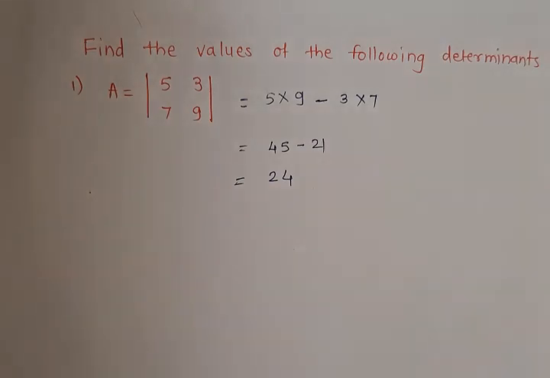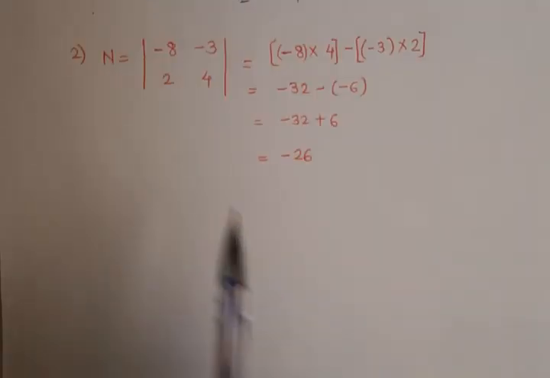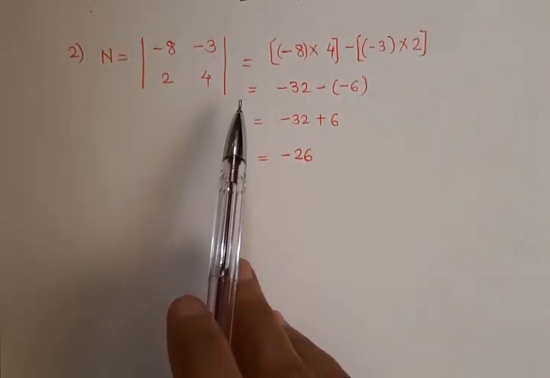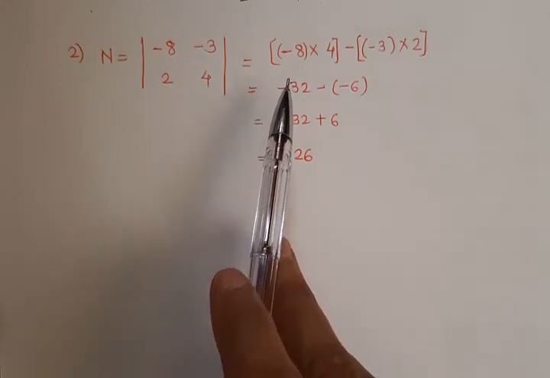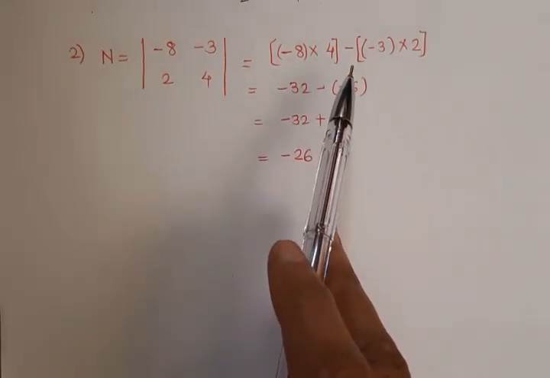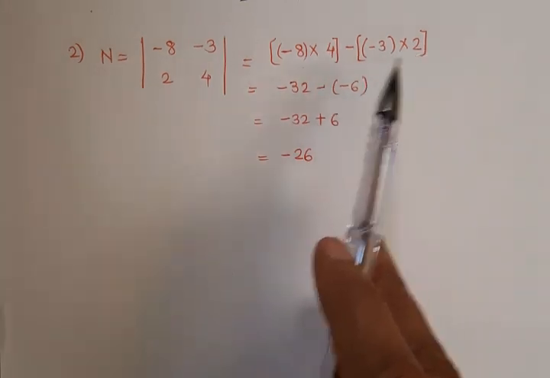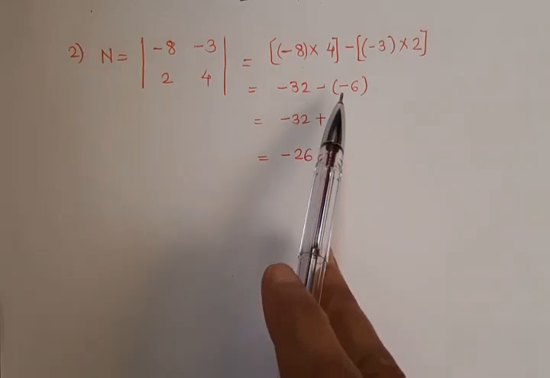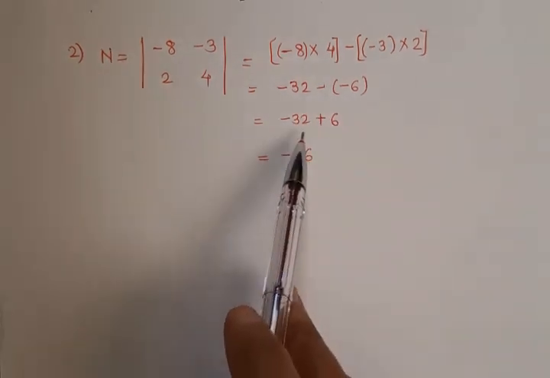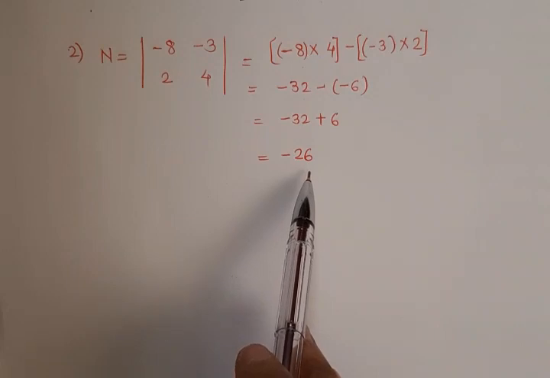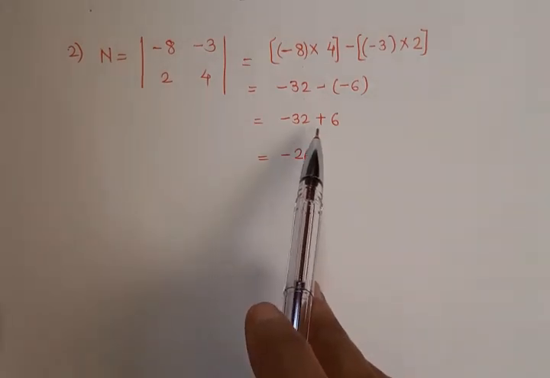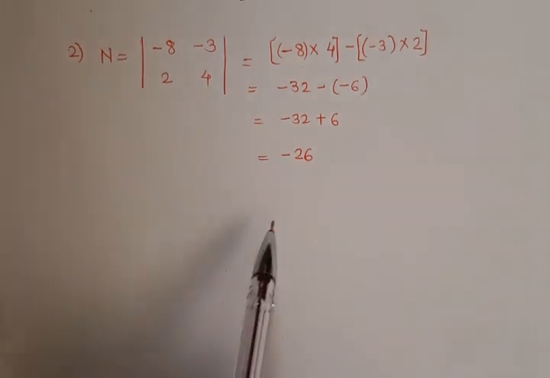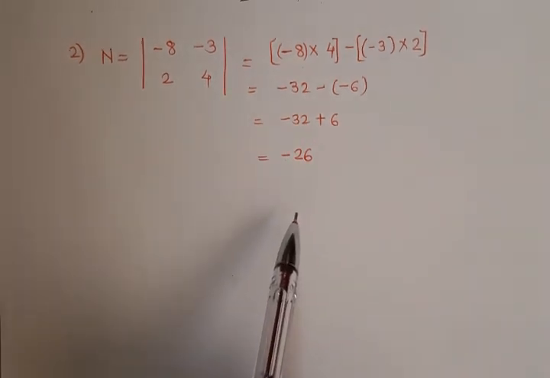One more example we will discuss. Find the value of the determinant minus 8, minus 3, 2, 4. First of all we have to do the cross multiplication. So minus 8 into 4 minus minus 3 into 2 equals minus 32 minus minus 6. Now minus minus becomes plus. So minus 32 plus 6 equals minus 26. Here when the signs are opposite, we do the subtraction and take the sign of the bigger number. So the value of this determinant is minus 26. Got it everyone?